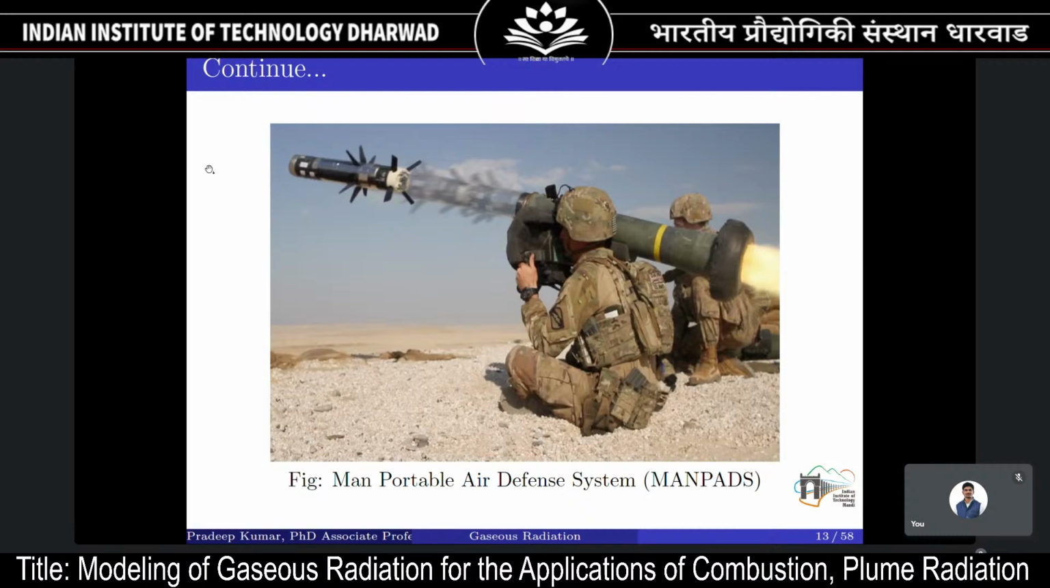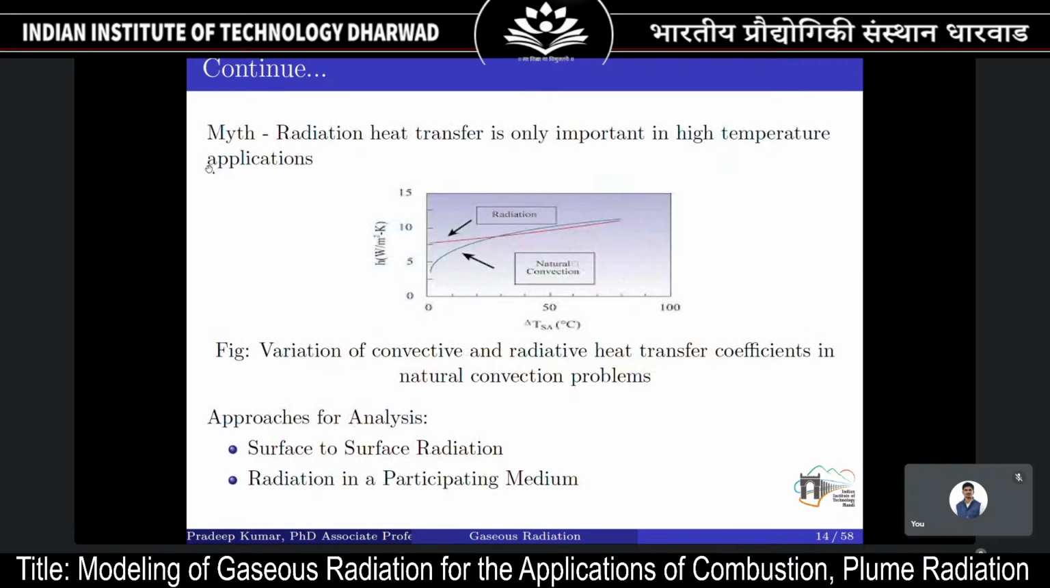So we need to look at all the phenomena happening in these situations, and here radiation plays an important role. Then there is a prominent myth that radiation is very important only in high temperature applications. But this is not always true.